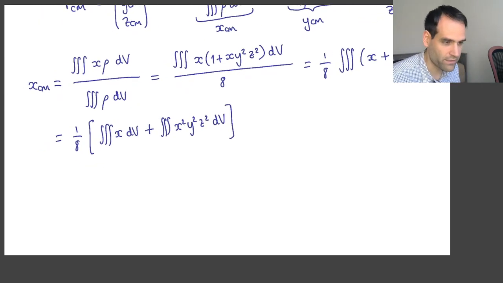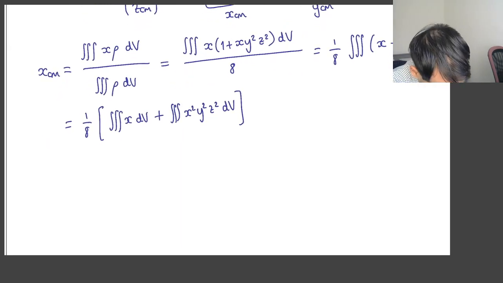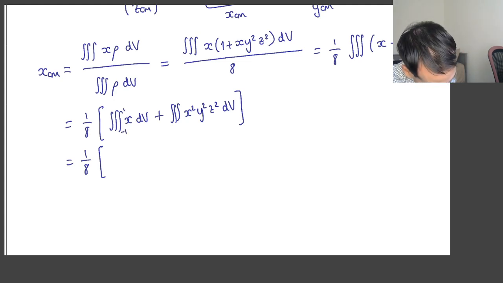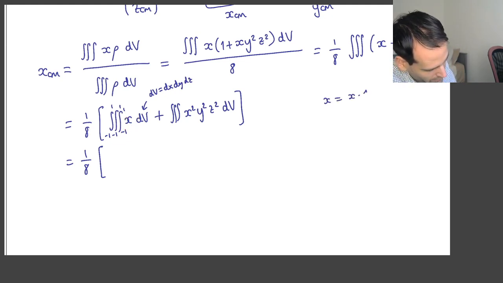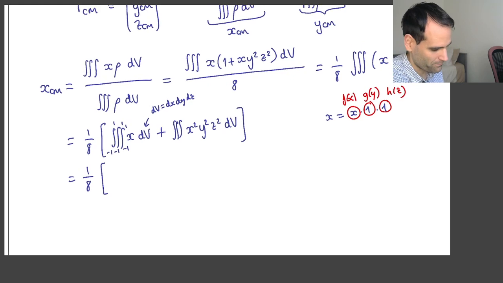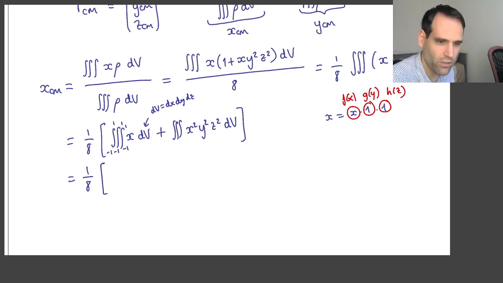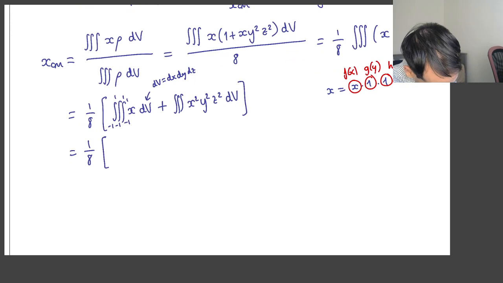So let's write the limits exactly. This will be equal to 1/8 times the triple integral with limits -1 to 1, -1 to 1, -1 to 1, where dV is equal to dx dy dz. It is separable because x is equal to x times 1 times 1. So this is a function of x, this is a function of y, and this is a function of z, right? And therefore we can apply separation of integrals. So this first integral will be the product of three integrals.